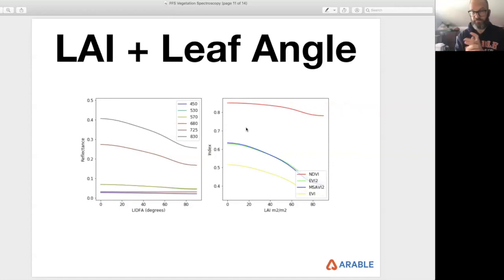And so this leaf angle, actually this is not LAI, it's leaf angle. If they're basically vertical, you see a very different absorption of light versus when they're more or less flat. So that has an impact.